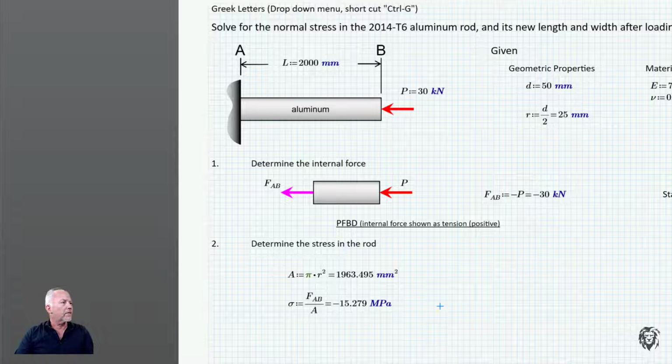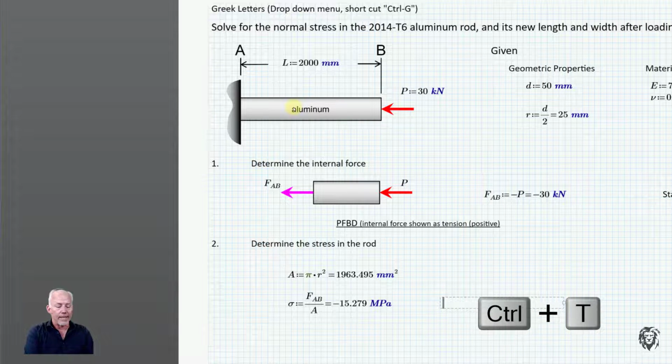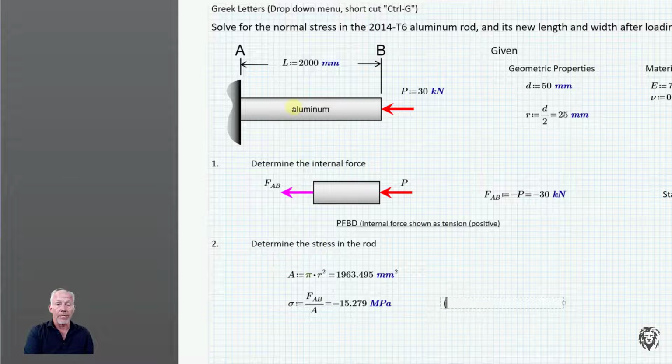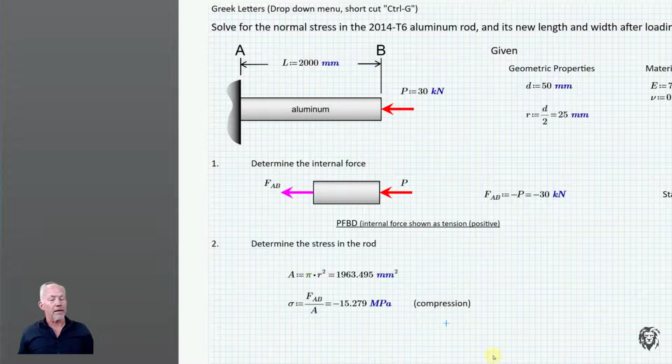And I've already mentioned that I'm a fan of annotation, so I'm going to go Control T to put in a text box, and I'm going to note that this, because it's a negative sign under our sign convention, represents that it's in compression. And certainly I would expect somebody to identify that if they were doing an assignment for me. So just an idea.